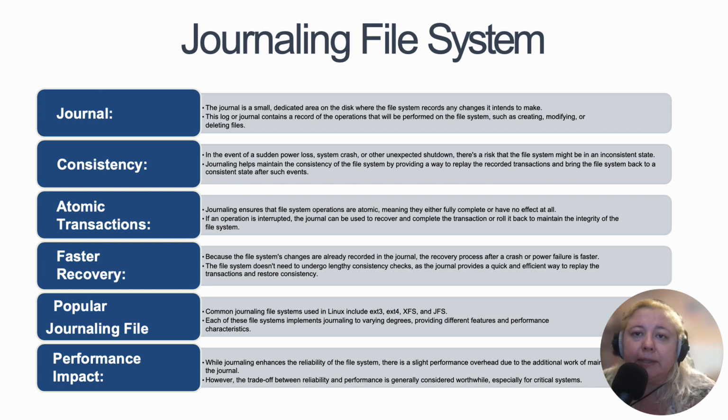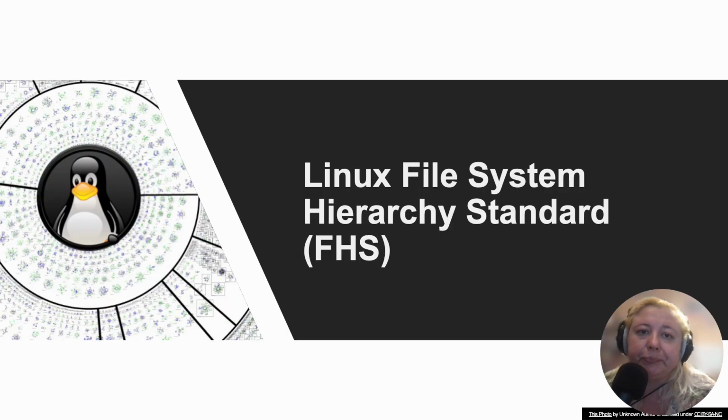Common journaling file systems used in Linux include ext3, ext4, XFS, and JFS. Each of these file systems implements journaling to varying degrees and provides different features and performance. While journaling increases the reliability of the file system, there is a slight performance overhead due to the additional work of maintaining the journal. However, the trade-off between reliability and performance is generally considered worthwhile, especially for critical systems.